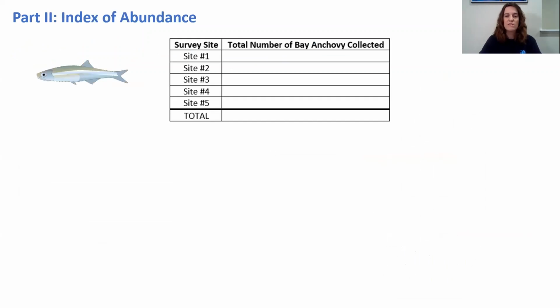During the second part of this activity, students will use the data they just collected to estimate how many fish of a species are present in the bay that year, what scientists call an index of abundance. Each group will focus on one of the 5 species and determine the total number of fish caught in the whole survey for this year.